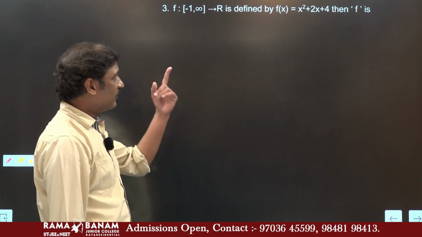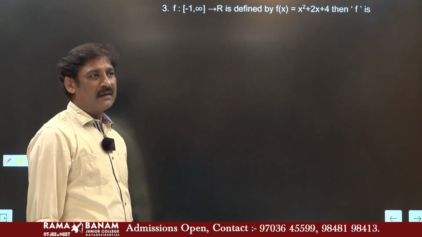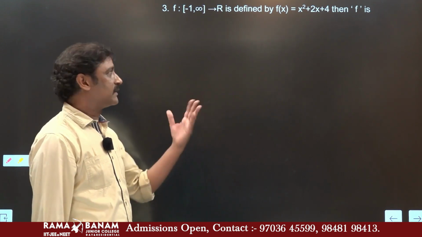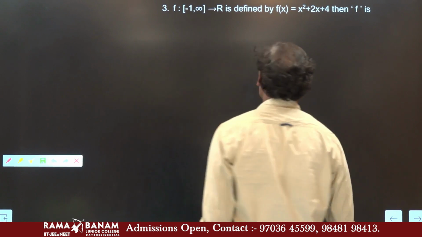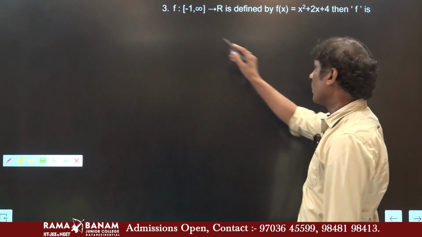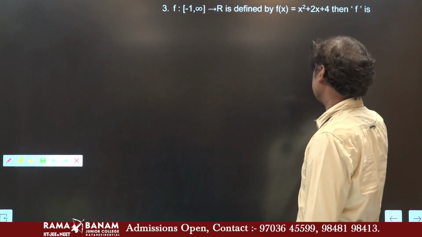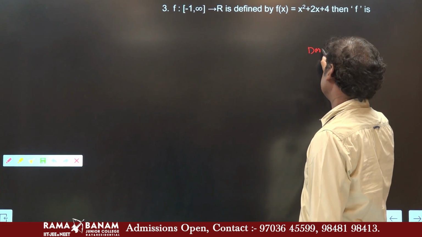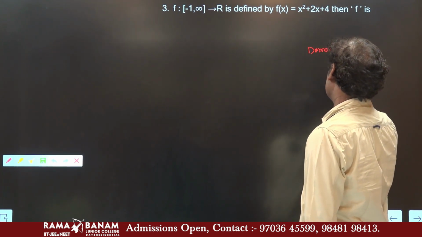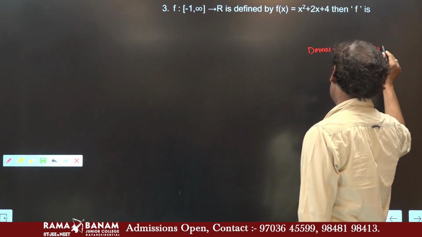And before going to solve this question, first of all, we should know the graph of the function x square plus 2x plus 4, and how to draw the graph of x square plus 2x plus 4. And just you see, the domain of the function is minus 1 to infinity. Minus 1 to infinity domain is closed at minus 1 comma open at infinity.